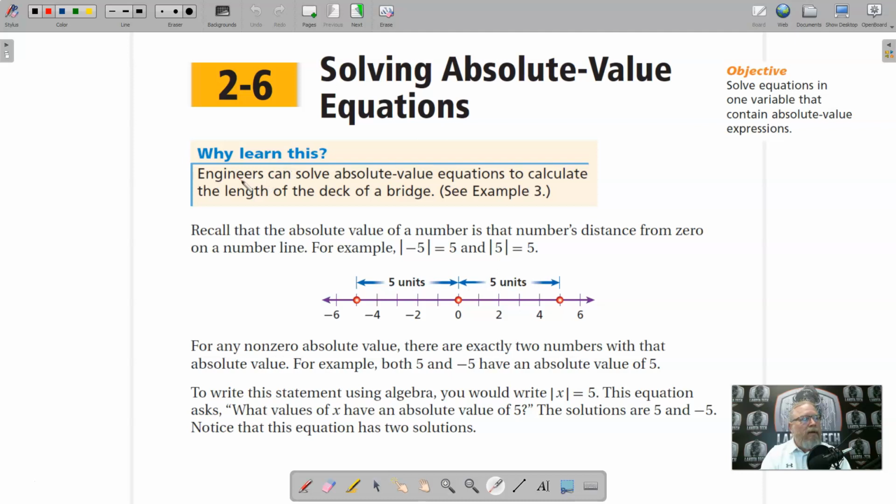Why learn this? Well, engineers can solve absolute value equations to calculate the length of a deck of a bridge, and we'll see that in example 3.